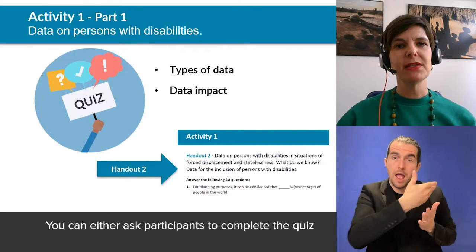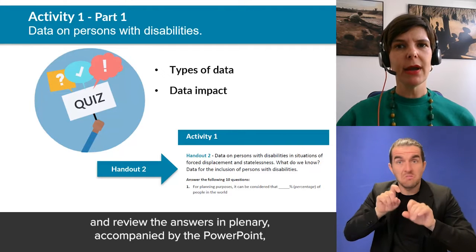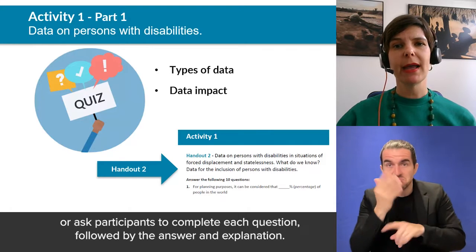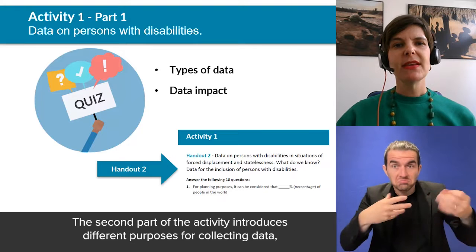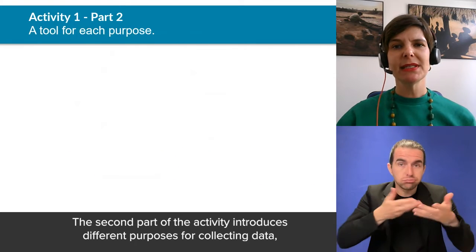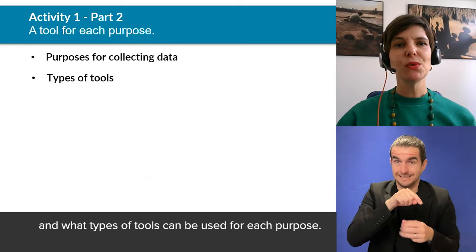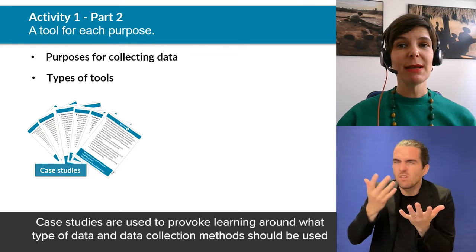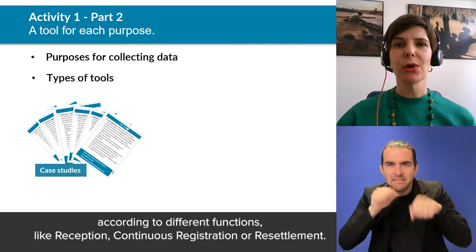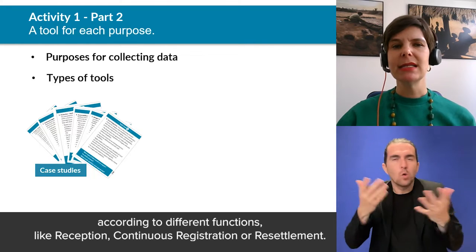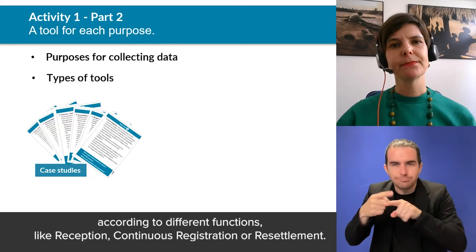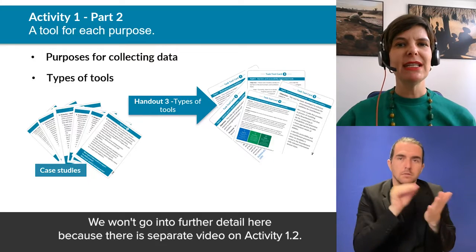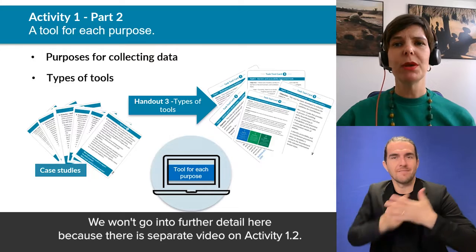You can either ask participants to complete the quiz and review the answers in plenary, accompanied by the PowerPoint, or ask participants to complete each question followed by the answer and explanation. The second part of the activity introduces different purposes for collecting data and what types of tools can be used for each purpose. Case studies are used to provoke learning around what type of data and data collection methods should be used according to different functions, like reception, continuous registration, or resettlement. Handout 3 summarizes the 5 main tools that can be used. We won't go into further detail here because there is a separate video on Activity 1.2.